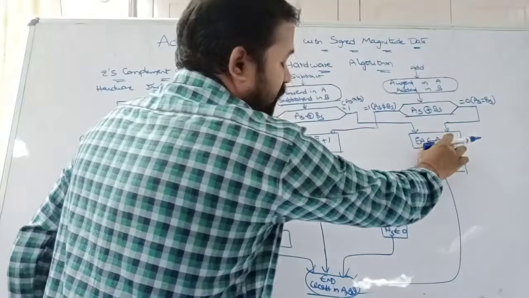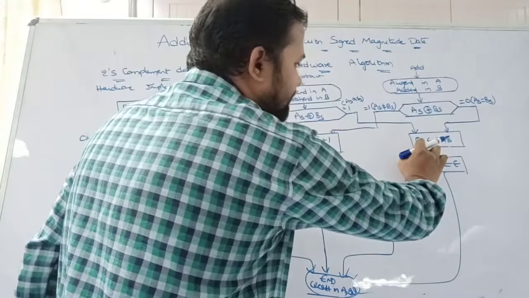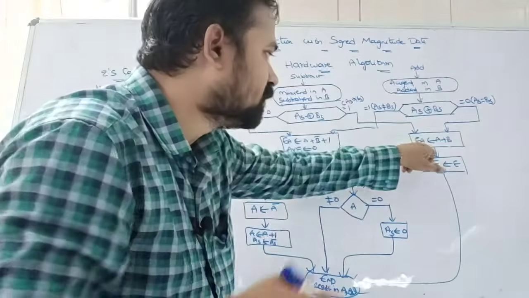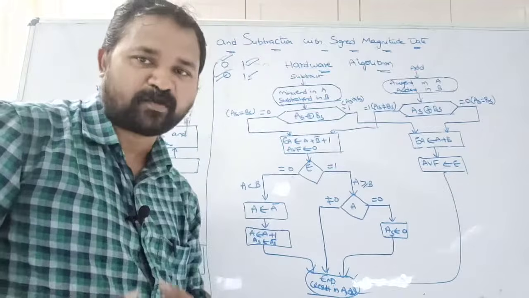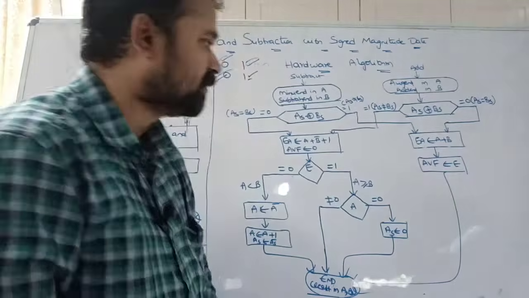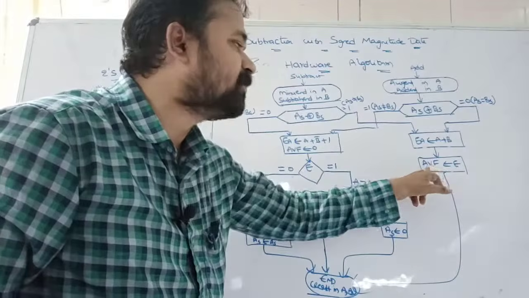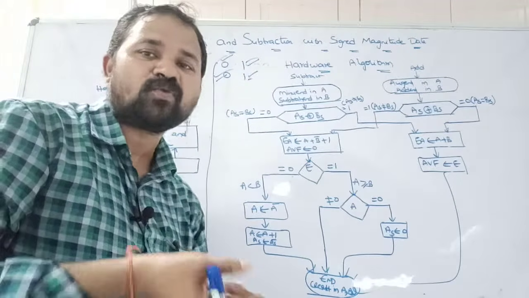So A plus B: perform addition operation on A and B, and the corresponding result is transferred to EA. Here we are transferring the result to a register called A. Here E stands for extended flip-flop. If there is any output carry, that carry will be transferred to E. And after that, that output carry will be transferred to a flip-flop called AVF. AVF stands for add overflow flip-flop.